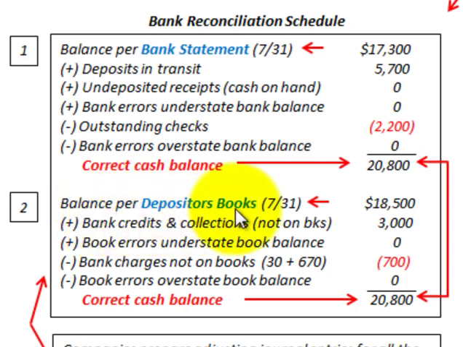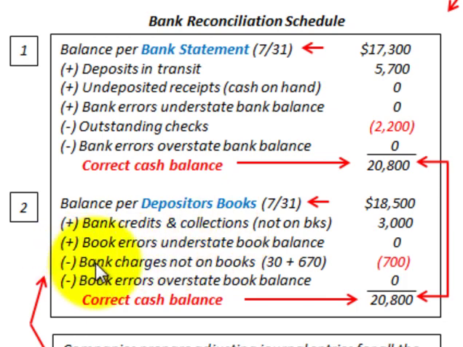Now looking at our balance per the depositor's books, or the company's books. Again, the same period, and we begin with some cash balance here. So what we'd have to do is make the same additions and subtractions. And first we'd have to add bank credits and collections not on the books. Any bank credits or collections that the bank made that wouldn't be recorded on the company's books would have to be added. Then we'd have to add back book errors which understate the book balance. Those would have to be added back here.